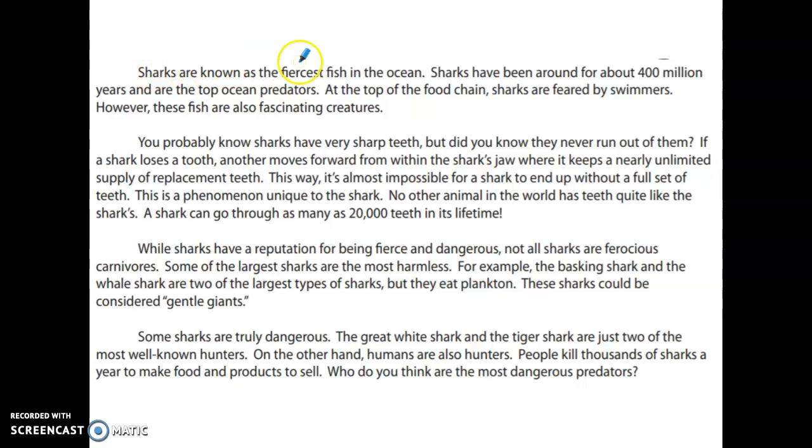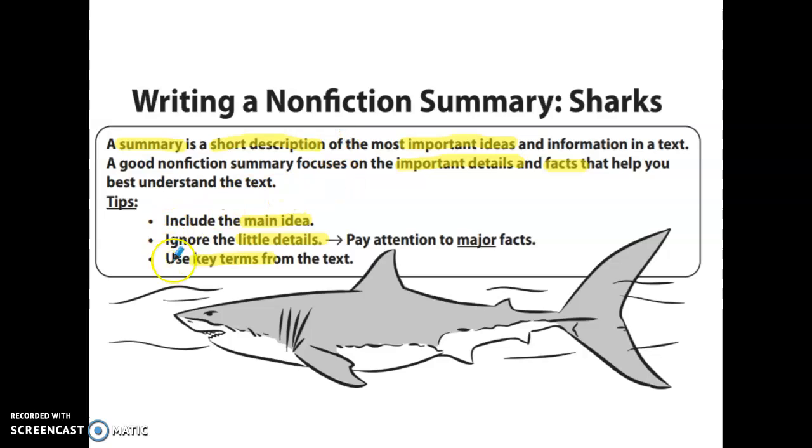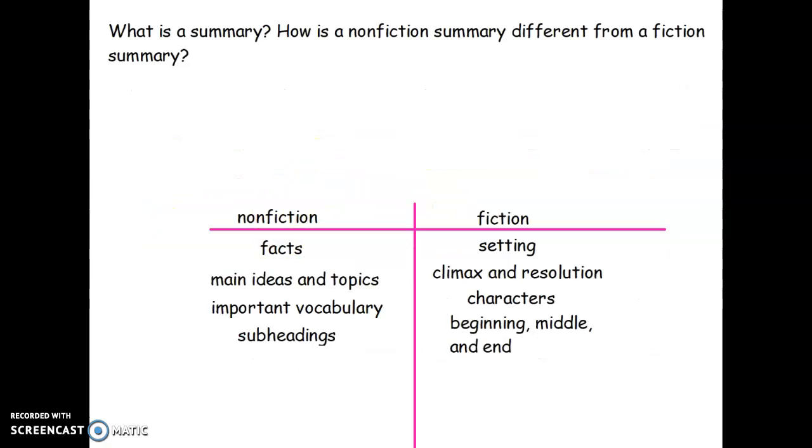Sharks are known as the fiercest fish in the ocean. Sharks have been around for about 400 million years and are the top ocean predators. At the top of the food chain, sharks are feared by swimmers. However, these fish are also fascinating creatures. Now remember, we're looking at the big facts, not the little details.